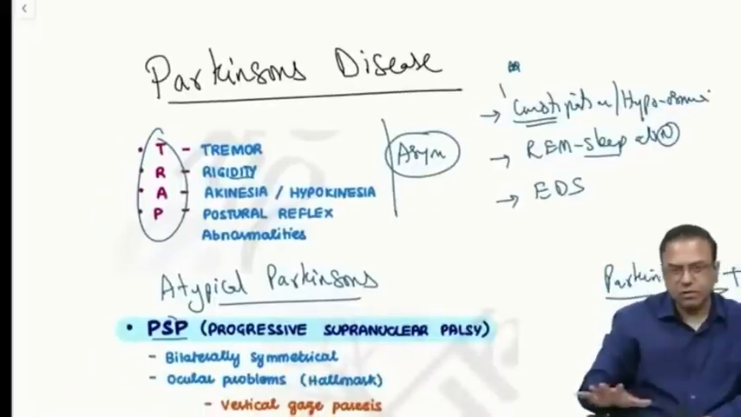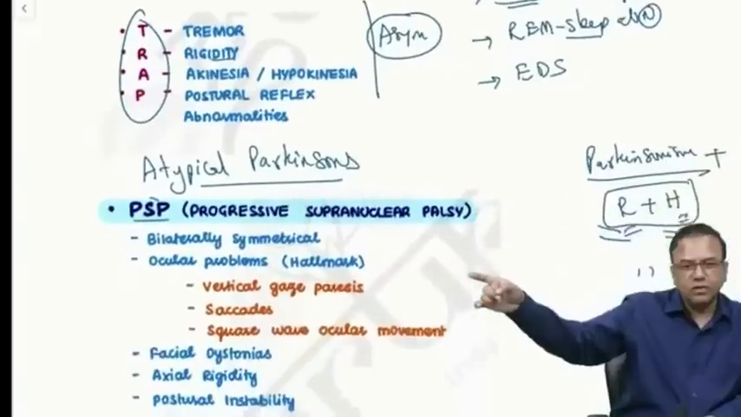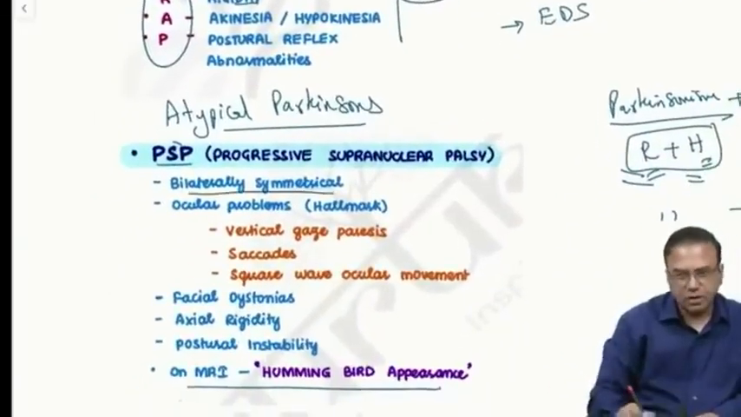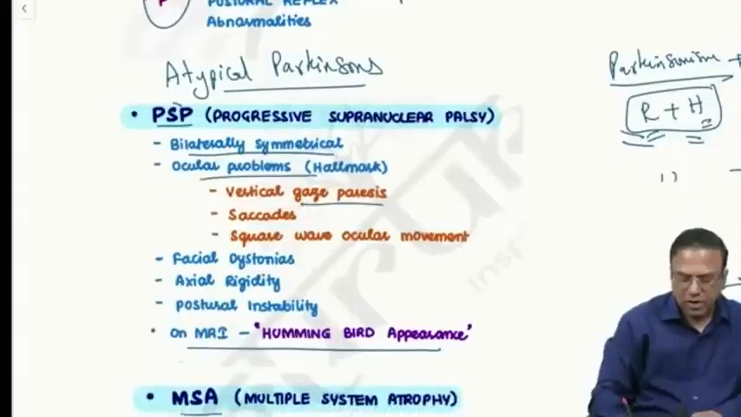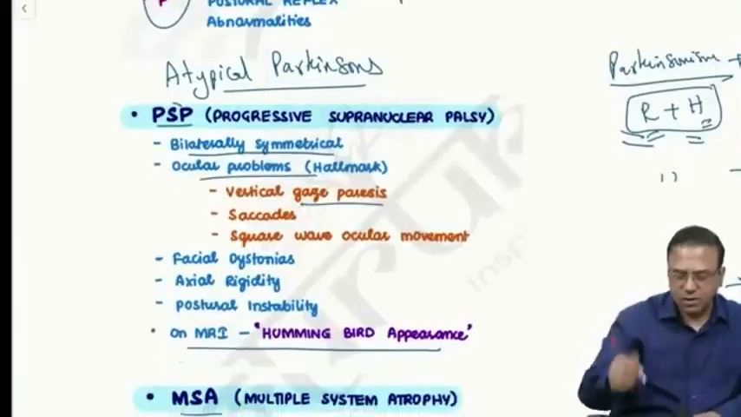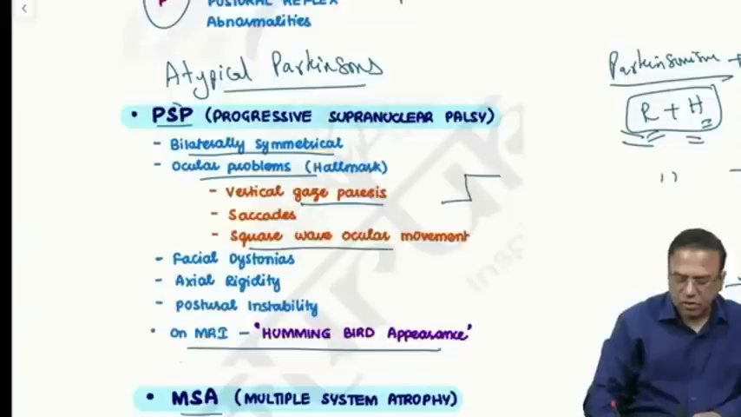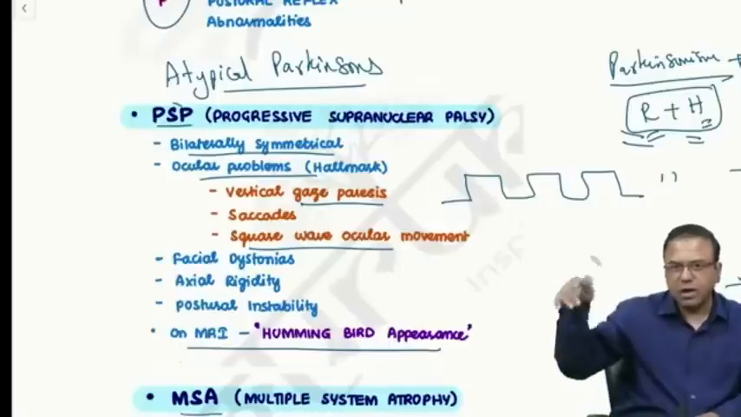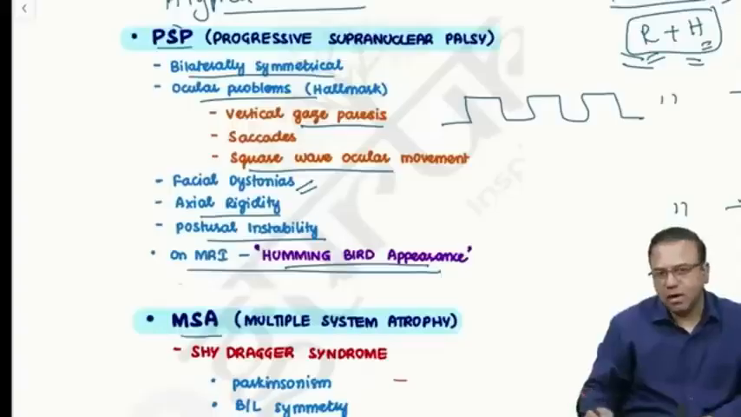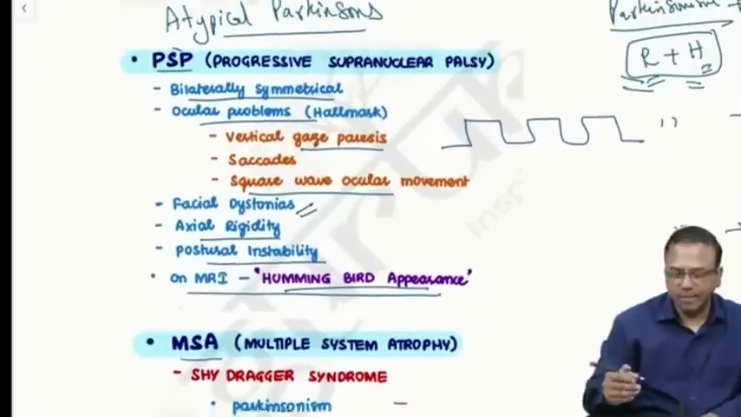So this is how the approach is. Okay, that's what we are seeing over here. So you have Parkinson's core features. Look at the atypical Parkinson. They'll be bilaterally symmetric. Ocular problems: the patient has got a vertical gaze issue. He can't look up, he can't look down. Down gaze goes first, then up gaze. They may have something called square wave jerks, which you can only record, you can't see. Patients may have dystonias, axial rigidity, postural instability, and they have something called hummingbird appearance in the MRI. These are all features of PSP.